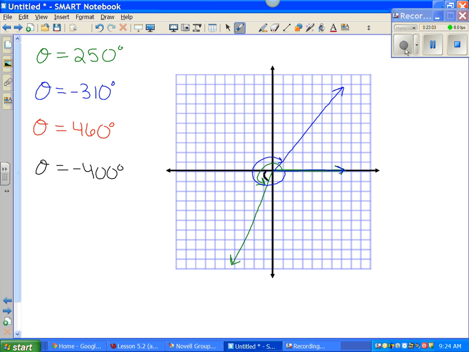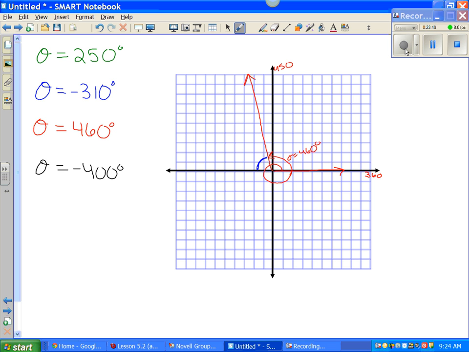460. What winds up happening with 460? Yeah, you got to go around more than once, right? We know that this is 360 if we go all the way around once. Then this becomes 450. So 460 is going to be a little bit past that, right? So it looks like this. So all the way around and then some. Where would the reference angle be? Right here. Always back onto the x-axis. Okay.